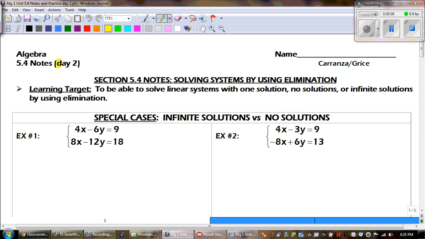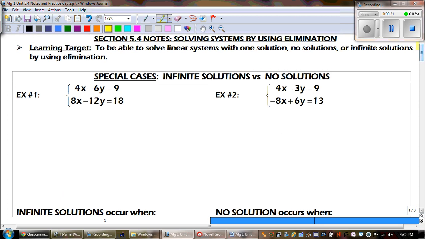That's right, Day 2. Today we're continuing our discussion on solving systems by using elimination. Our learning target today is to be able to solve linear systems with one solution, no solution, or infinite solutions by using elimination. So let's take a look at a couple special cases.